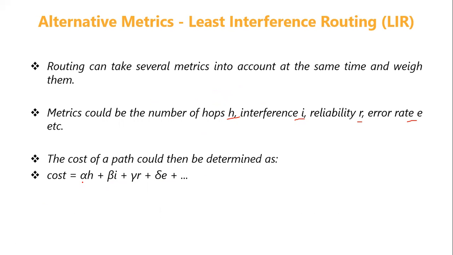In this case, we have to identify the correct values for alpha, beta, gamma, and delta. These are the weights. But identifying these weights is not that easy. We can even use some machine learning techniques to identify the best weights to reduce the cost. So that's it about the interference routing algorithm. We have discussed two routing algorithms here: the dynamic source routing algorithm and the least interference routing algorithm.